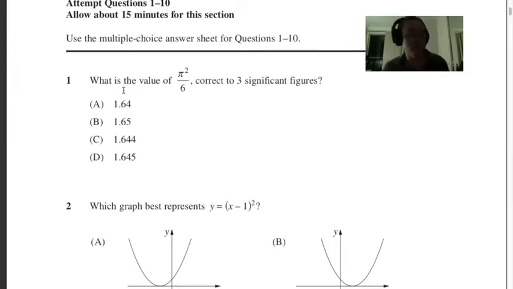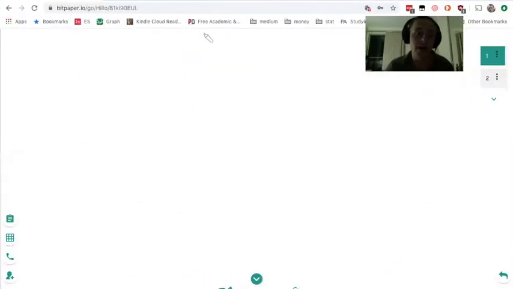So the first 3 digits I see are 1.64. And the very next digit is a 4. So the preceding digit does not round up. So our answer should be 1.64. Question 1 is A.